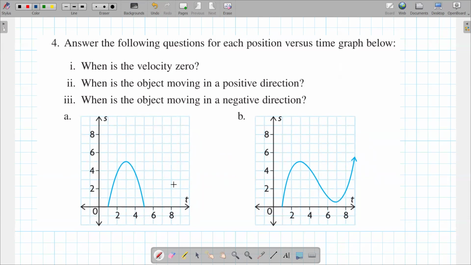The slope means the tangent line. Right here it's 0. Right here it's 0. Right here it's 0. So that's the answer to part one. The second one, when is the velocity moving in a positive direction? That means the tangent has to be positive.